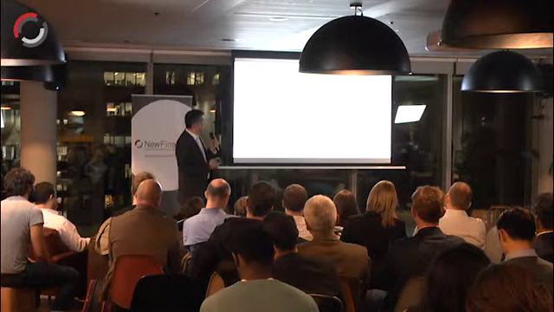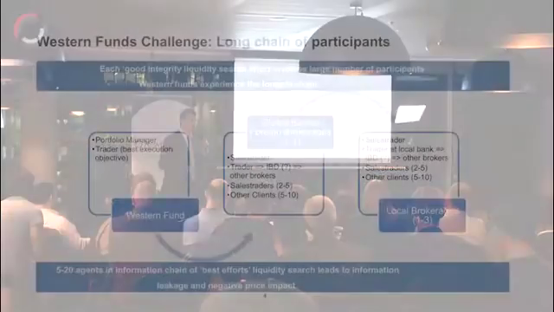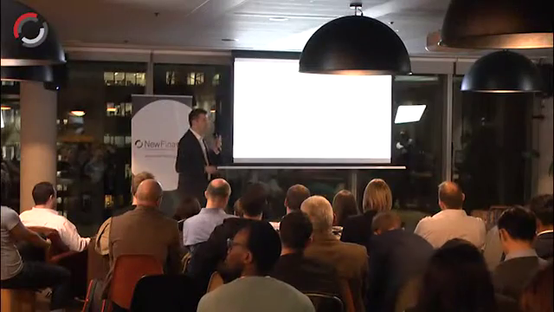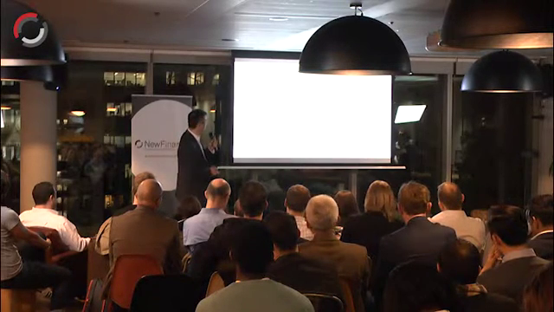For asset managers in developed markets that invest in emerging and frontier markets, the process can be quite inefficient. They can go first to the global bank, then to a regional broker, then to a local broker. At the end, there's tons of information leakage. In one trade, you can get up to 20 to 30 people involved, and this obviously results in a price impact.